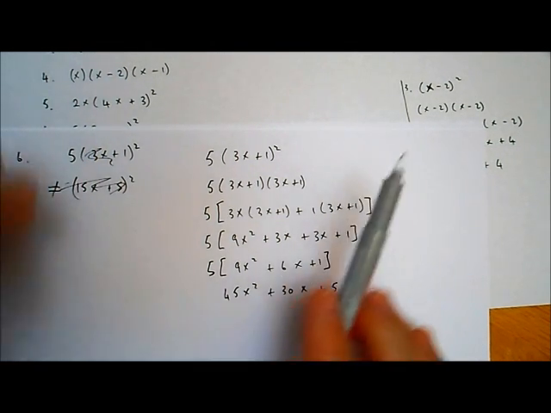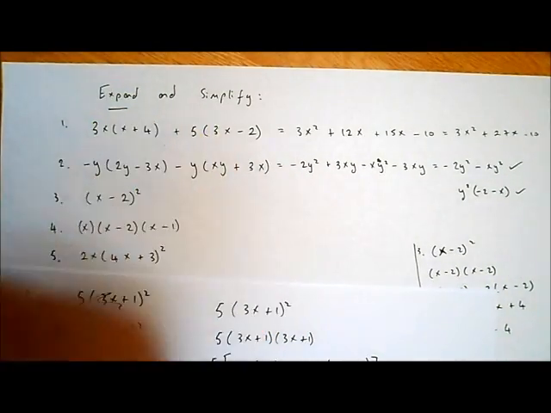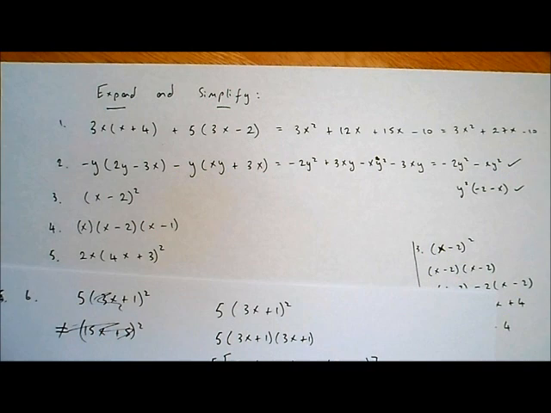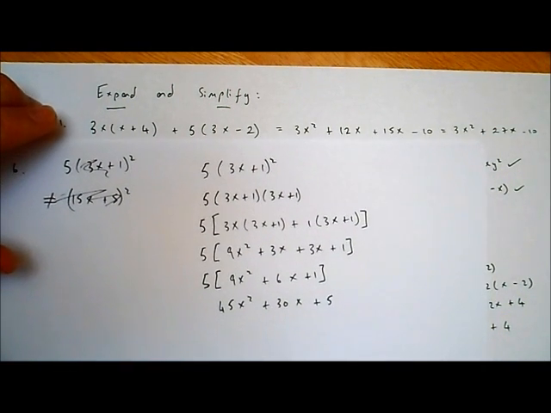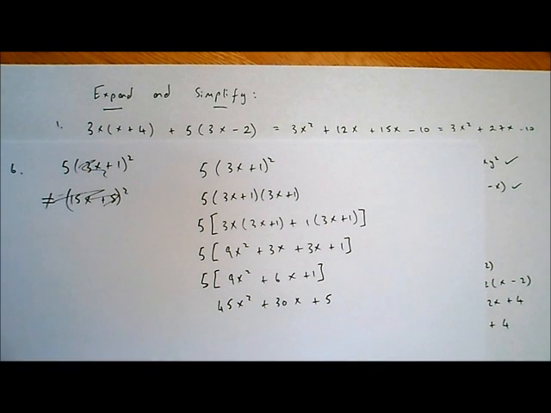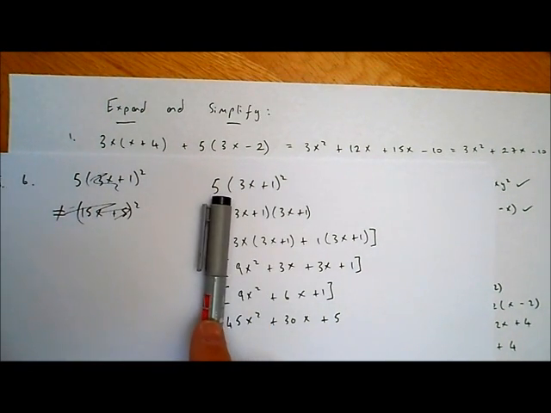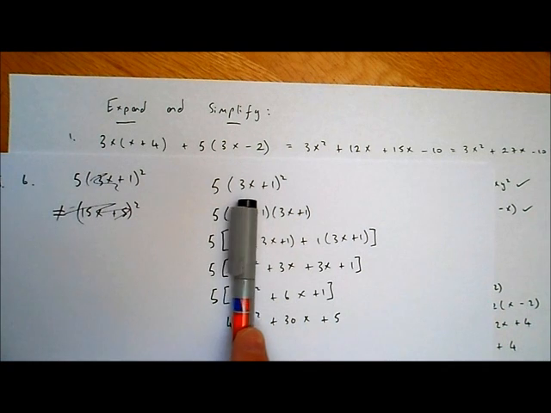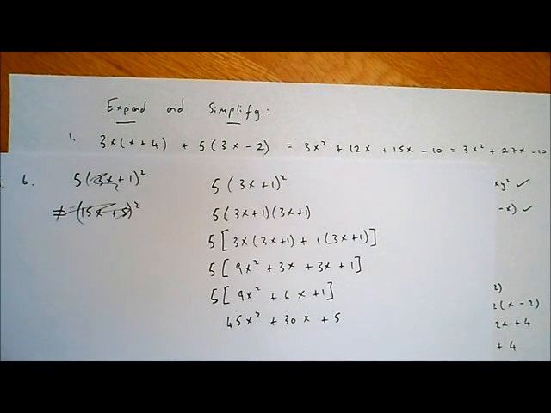Remember, when you're told in a question to expand, it means to multiply, and then to simplify just means to add up any like terms. When we're adding up like terms, we can only add like terms. We can only add x's to x's or y's to y's or x squared to x squared. Be careful of something like this. When it says 5 times 3x plus 1 squared, square it first, then multiply by 5. It's a mistake that people often make.